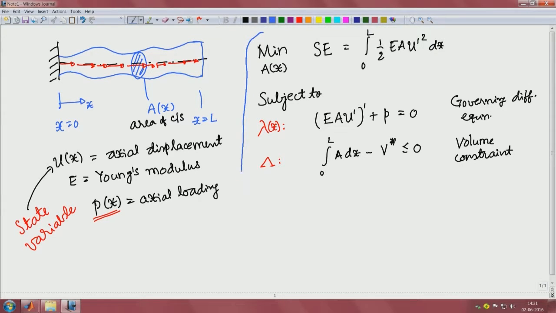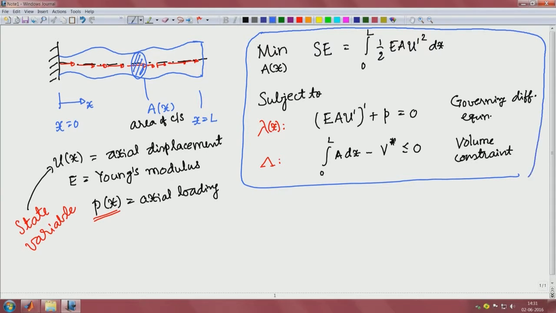So, this is our problem, that is we want to minimize the strain energy so that the structure, that is the bar, will be as stiff as it can be. We are minimizing strain energy means that we are not letting it deform a lot, that means that it is very stiff under the given loading.